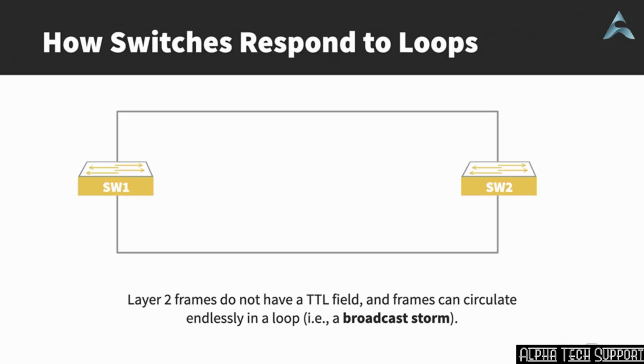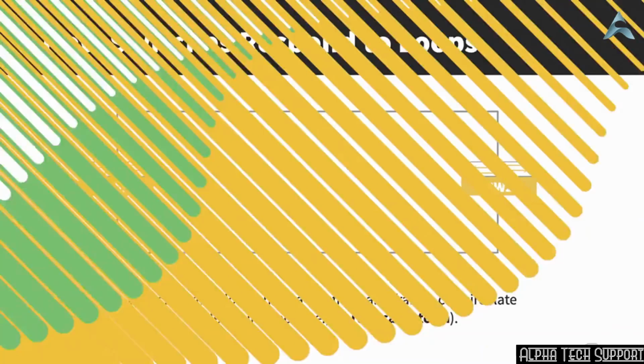Well, if we have a broadcast that's endlessly circulating through a layer 2 loop like this, we have a broadcast storm, and that's going to impact all the devices connected to these network segments. PCs are going to grind to a halt. You're not going to be able to move the mouse on the screen because they're so busy looking at all those broadcast frames. And that's the challenge that we need to overcome.